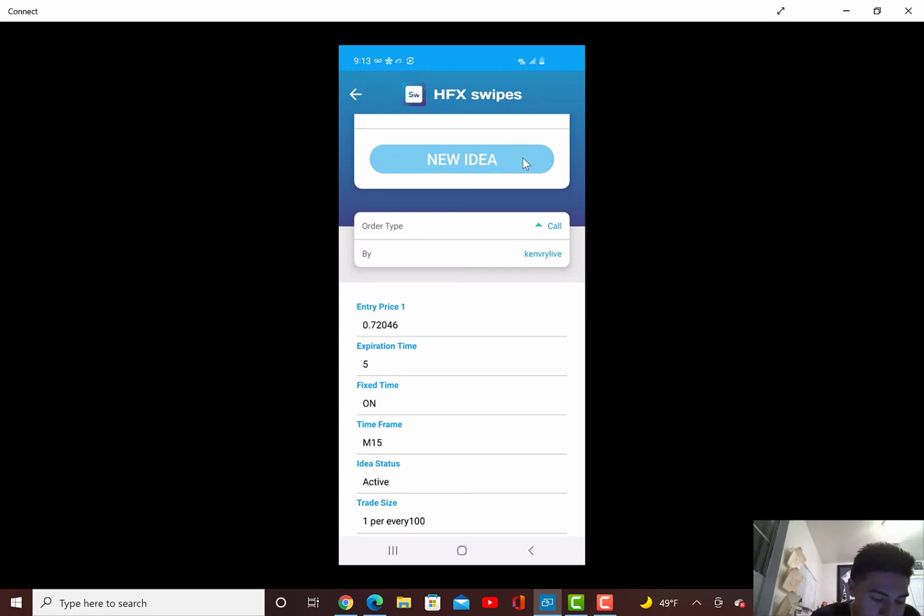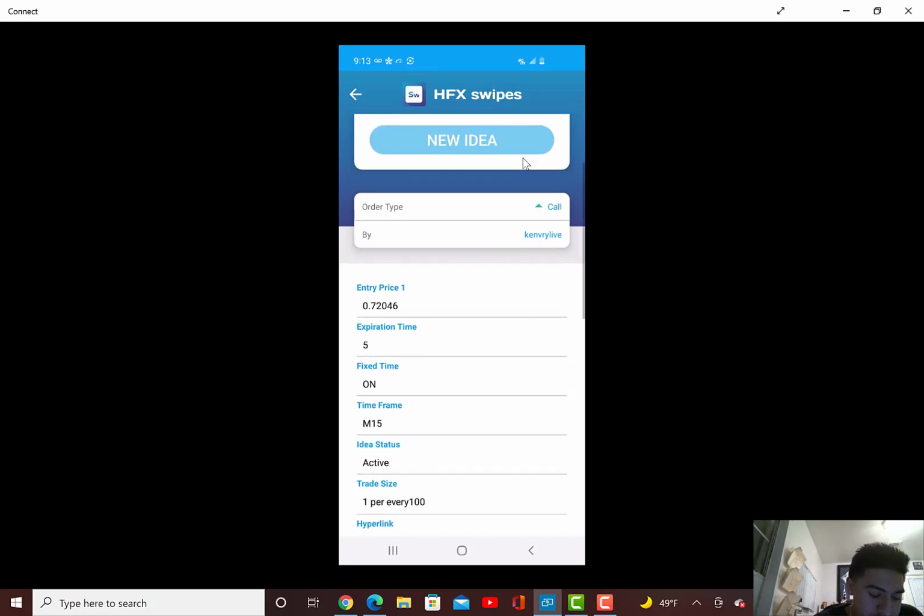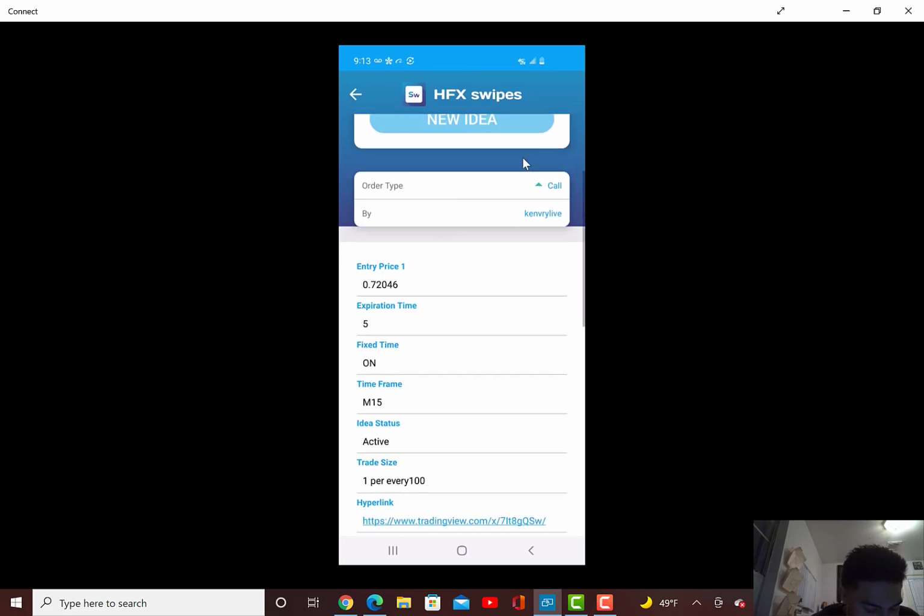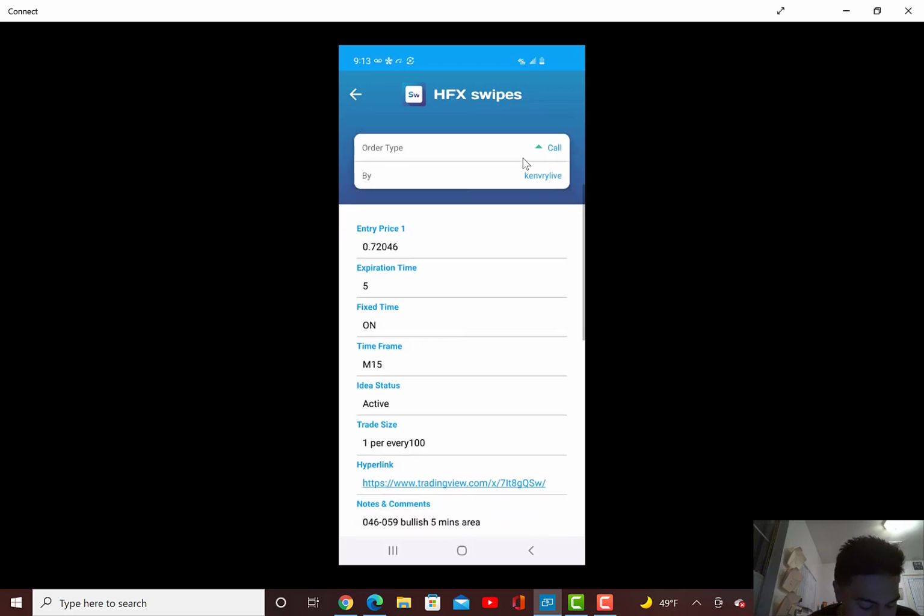Right here you see how it has 0.72046. That's the price that you want to enter in when you get into this trade. You're going to be looking for a call, and right here it tells you fixed time, so you'll want to make sure you have that fixed time on. A little bit lower, it shows that it's active, and the time frame that he was looking at when he gave this trade idea. You should only risk $1 per 100. So if you have, let's say, $200 in your account, you should only be risking $2 per trade. Once you level up, you'll be able to trade a little bit more.